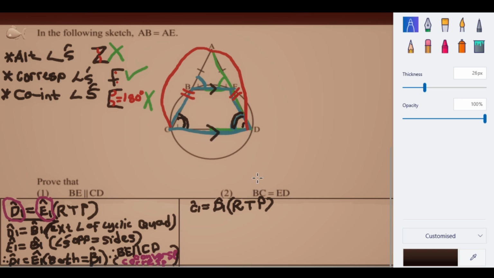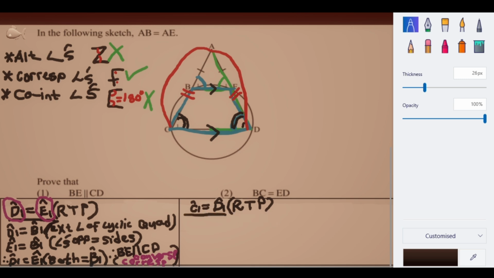So now let's go to the second question. BC is equal to ED. We have indicated equal lines. We have put equal lines here, okay? So now if they are equal, it means that angle C1 is equal to angle D1. That's what you are required to prove. Remember, what you are required to prove, you have to underline it, okay? You have to underline it.